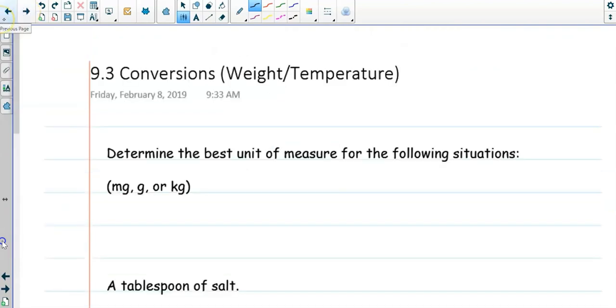Last problem, a lot like what we just saw in 9.1. So they want to know, which measure would you use for the situation? Milligrams, grams, or kilograms? Okay? When you think milligrams, think really, really light, like a feather.